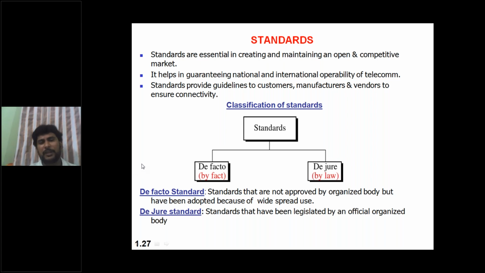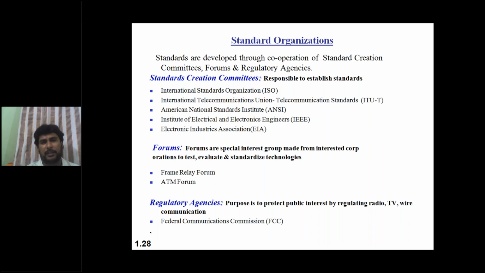And whenever you are trying to devise or propose a standard related to internet, it will be submitted and needs to be approved by certain organizations. So there are organizations which are responsible for creation of the standards. And what are those organizations we have mentioned here? The first and important one is standard creation committees.